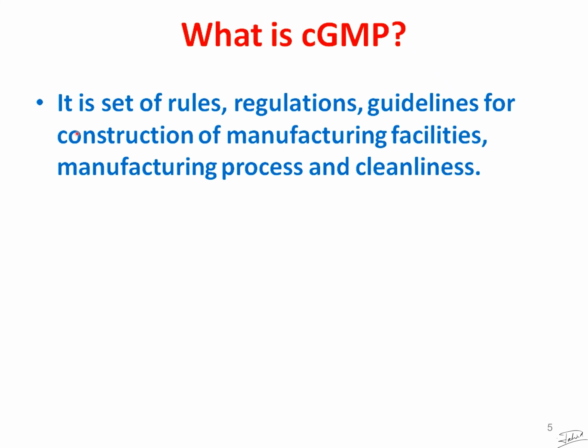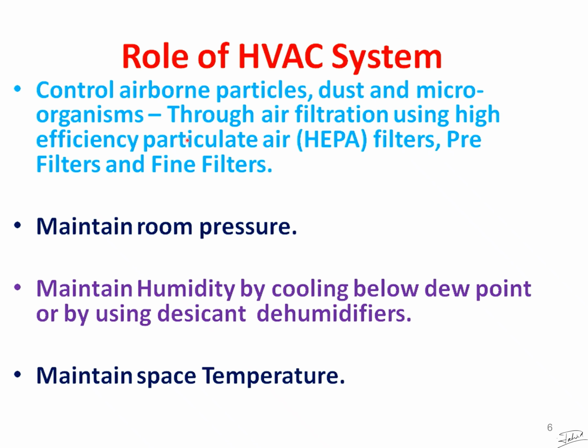So what is CGMP? It is a set of rules, regulations, and guidelines for construction of manufacturing facilities, manufacturing process, and cleanliness. So what is the basic role of the HVAC system? Control airborne particles, dust, and microorganisms through air filtration using high efficiency particulate air filters, pre-filters, and fine filters. Maintain room pressure, maintain humidity by cooling below dew point or by using desiccant dehumidifier, maintain space temperature. So the basic role of the HVAC system is to control the airborne particles in any manufacturing area, then control the temperature, control the humidity, control the pressure.